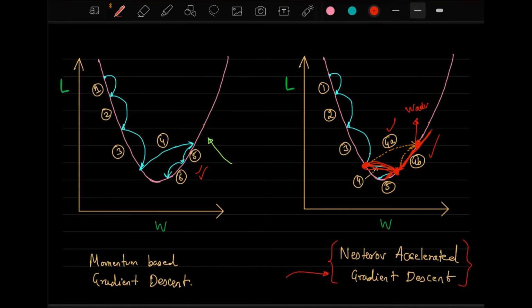It's highly mathematical and has a lot of optimization and convex optimization proofs. So from there they have shown that the oscillations around the minima will be avoided using this particular approach rather than using this approach. So this is the overall concept of Nesterov accelerated gradient descent.